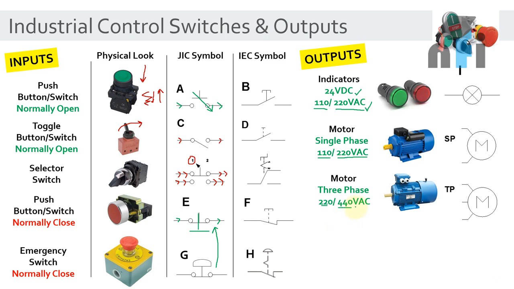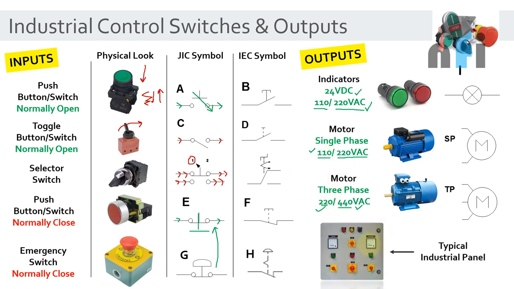So generally in star we run at 440, in delta we run at 220 volts. And if you have 110 volt AC supply in your country, you can use 110 volt as single phase. It's up to you, the supply you have. So that's the typical industrial panel, and you have all these components here.